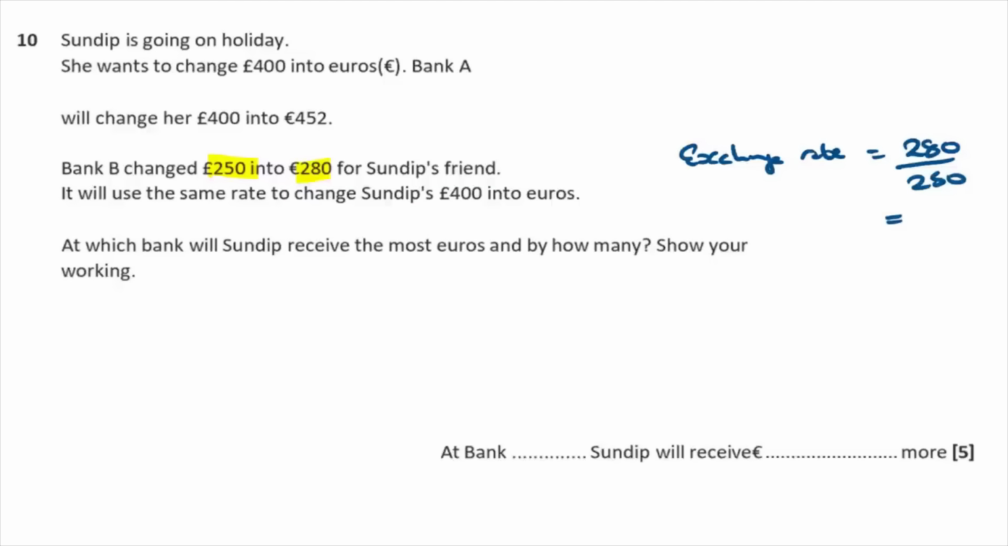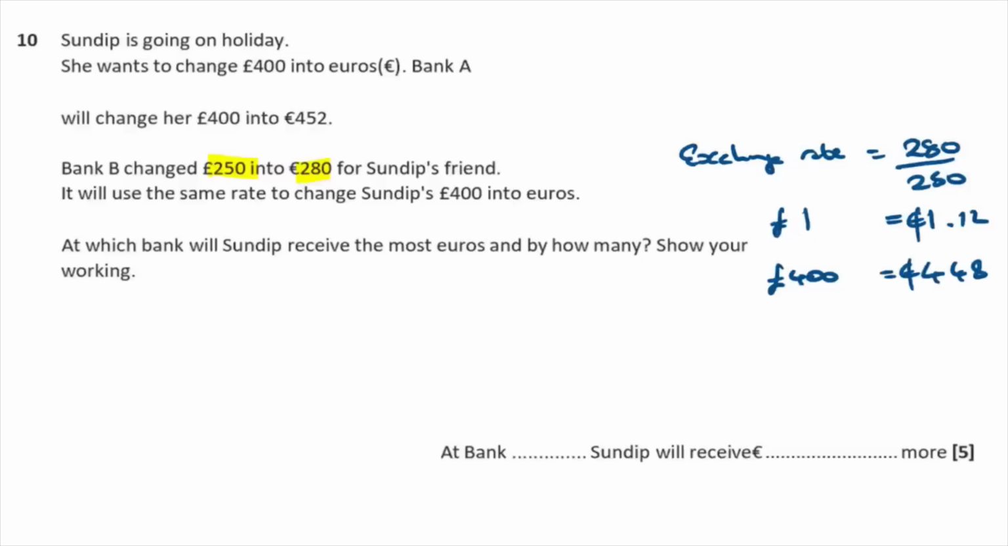Okay, so the exchange rate is 280 divided by 250. That comes out to be 1.12, which is basically £1 then is going to get you €1.12. Okay, so then if I have £400 to change, I'm going to take my 1.12 euros and I'm going to times it by 400, and that's going to give me 448. Okay, so 448 euros from Bank B.